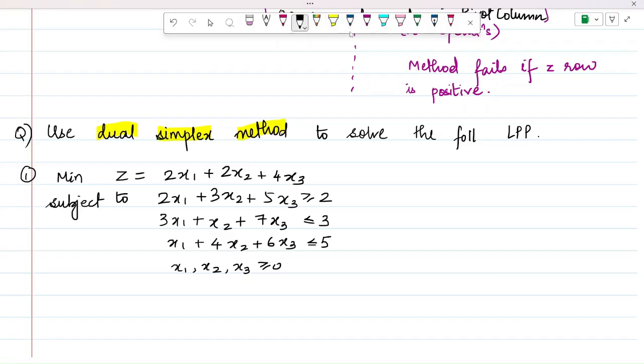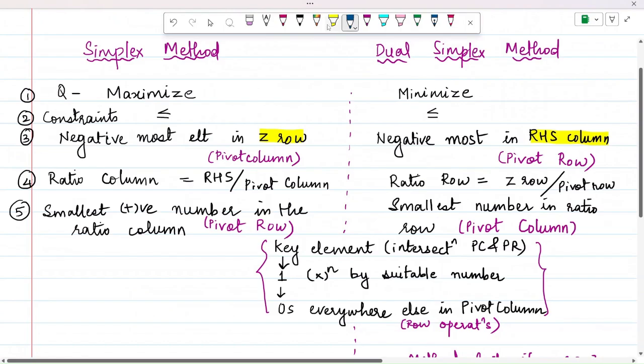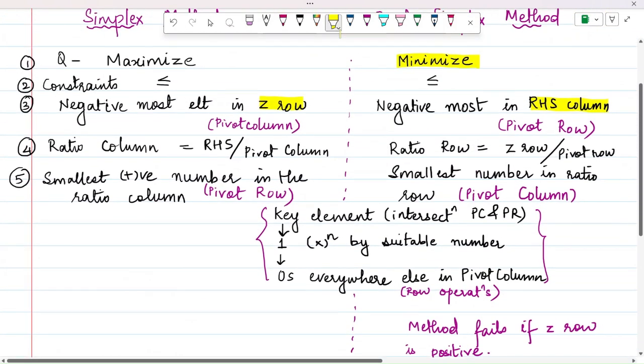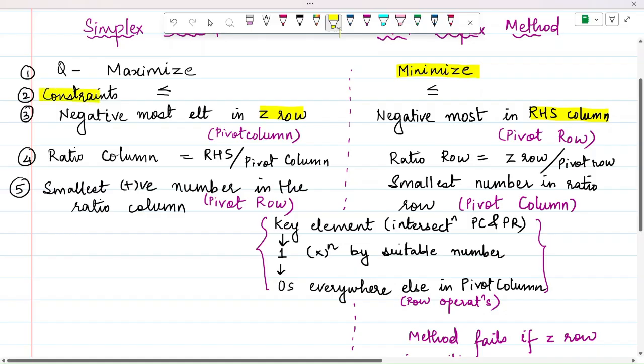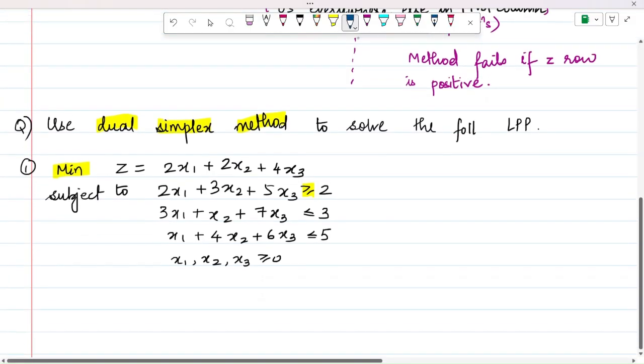So let's understand step number 1. The question is of dual simplex method. Look at rule number 1 of dual simplex method. Rule number 1, the question should be minimization category. Is our question minimization? Yes, our question is minimization. Then rule number 2 says all the constraints should be less than or equal to. Now, if you look at the constraints, there's one constraint which is not less than or equal to. So step number 1 is going to be converting this constraint into less than or equal to.